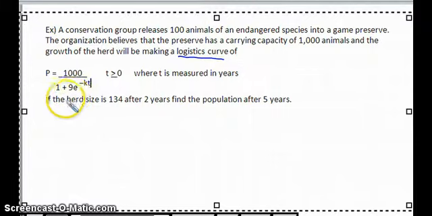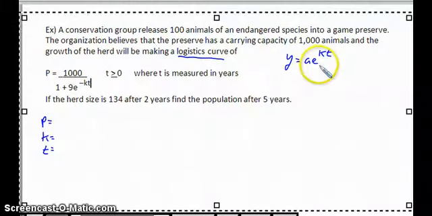So it says if the herd size is 134 after 2 years, find the population after 5 years. Looking at this formula, the things that I don't know are P, k, and t. k is my growth rate. We don't really worry about the negative here because it's not in the form we're used to seeing. When it's in this form, that's when k is negative. It means decay. This is going to be growth because we start off with 100 and now after 2 years we have 134. Because we're using a different equation, we don't have to worry about using it in this form because they're giving it to us here.